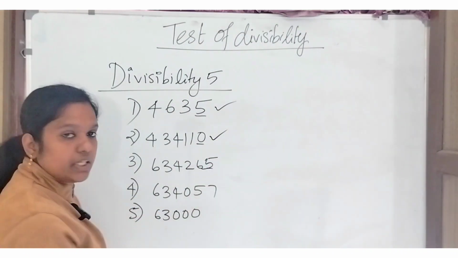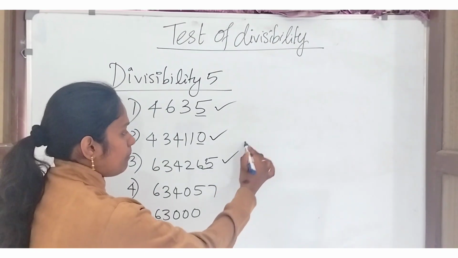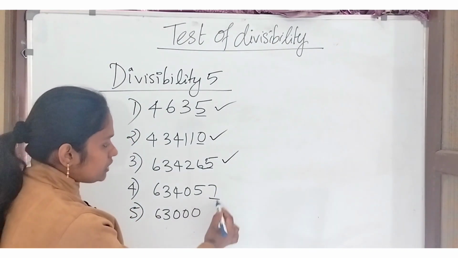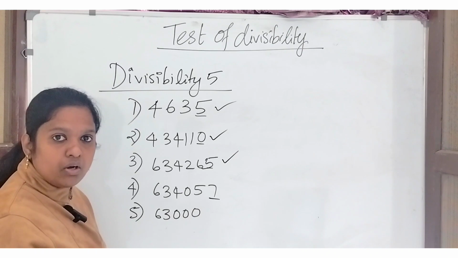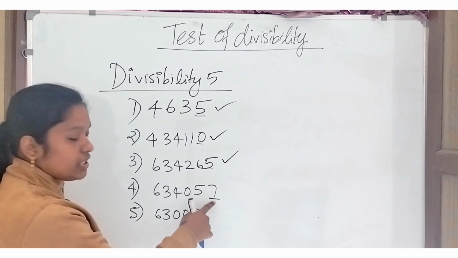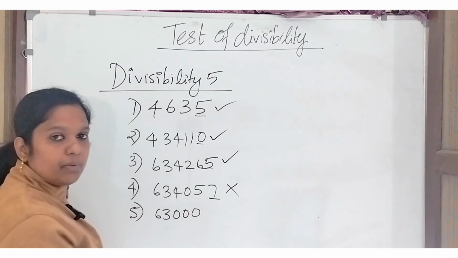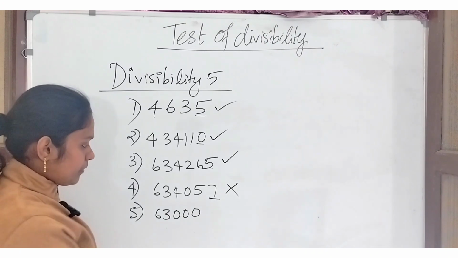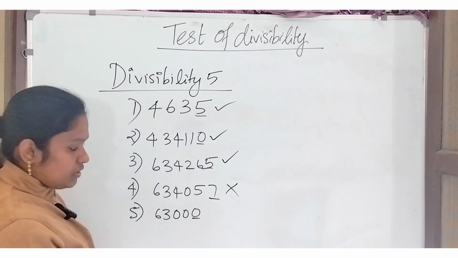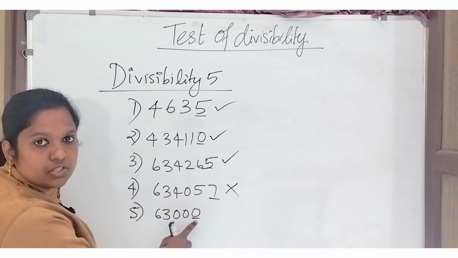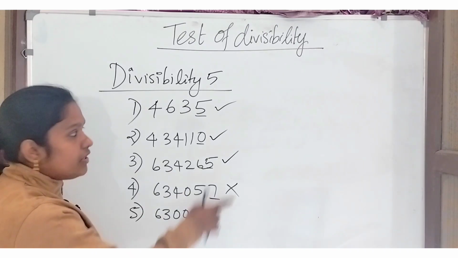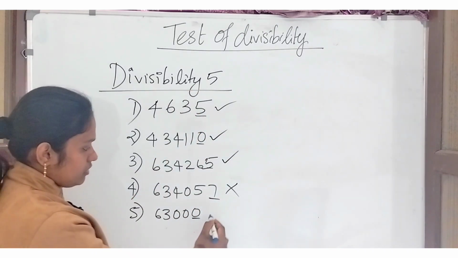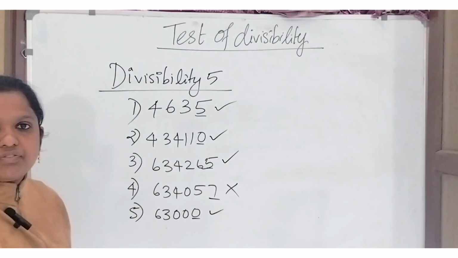Check the last digit, it's 5. So it's divisible by 5. The last digit is 7. It should be 0 or 5, but here it is 7. So it's not divisible by 5. The last digit is 0. Our condition is that if it is 0 or 5, then it is divisible by 5. Here it is 0. It's divisible by 5.